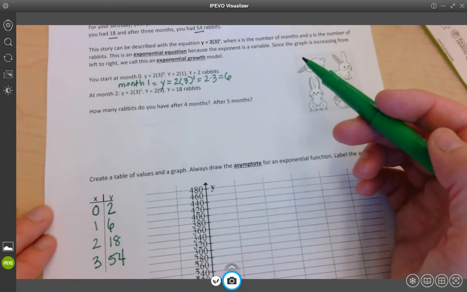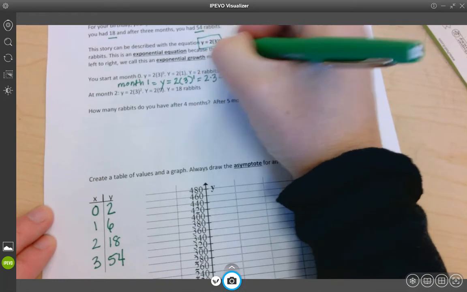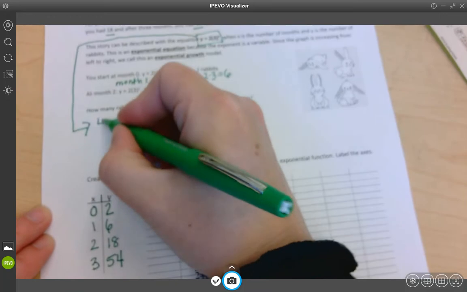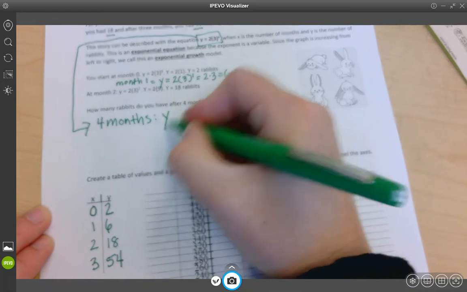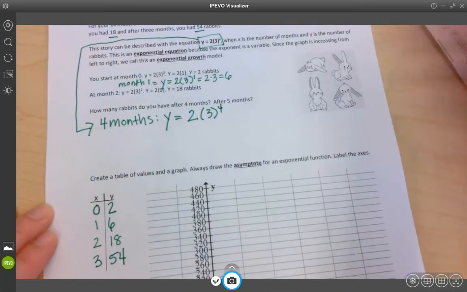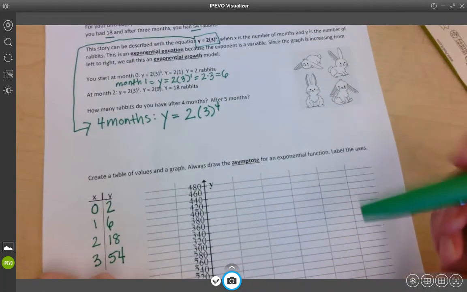So we're going to substitute those numbers into the equation. And remember, our equation is right here. So I'm going to take that equation down here and substitute the 4 in there. 2 times 3 to the 4th. 3 to the 4th is not 12, right? It's not 3 times 4. It's 3 times 3 times 3 times 3. How many times did I say 3? I said it 4 times. Good. Because it's 3 to the 4th.